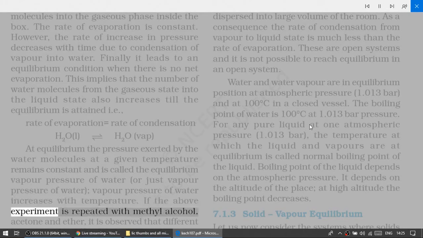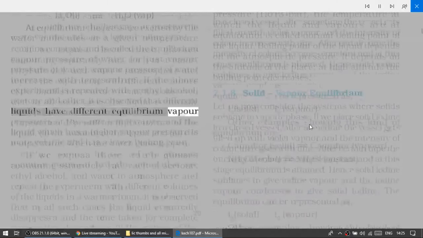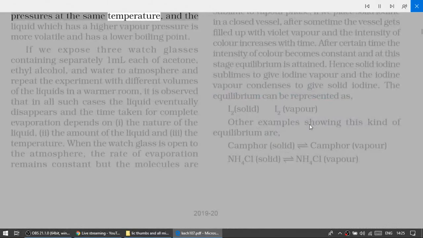If the above experiment is repeated with methyl alcohol, acetone and ether, it is observed that different liquids have different equilibrium vapor pressures at the same temperature, and the liquid which has a higher vapor pressure is more volatile and has a lower boiling point.